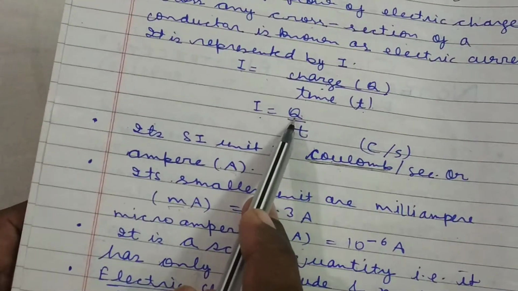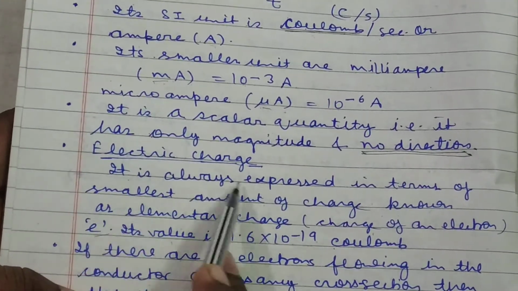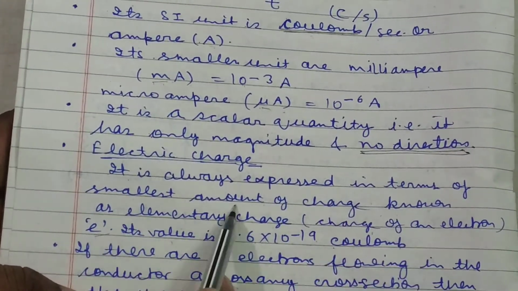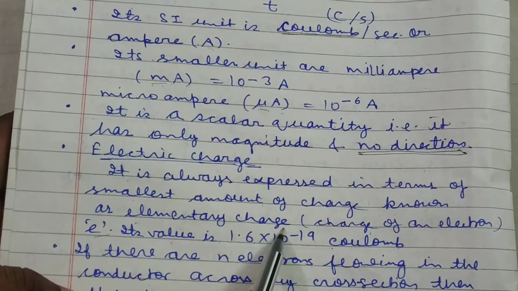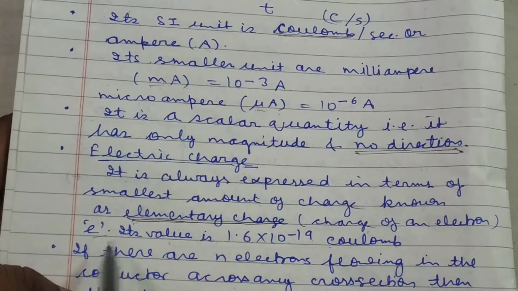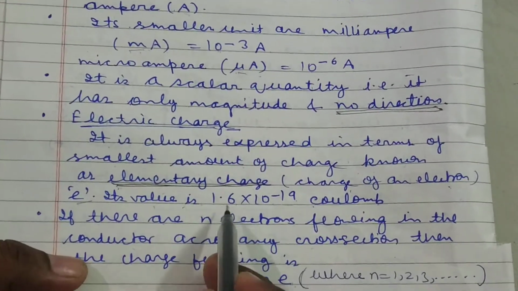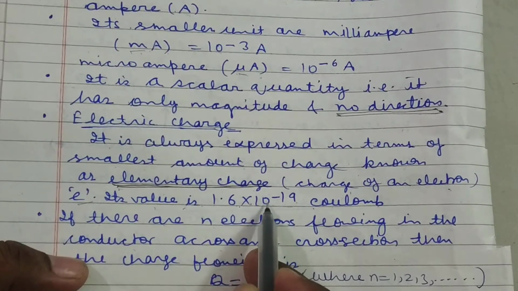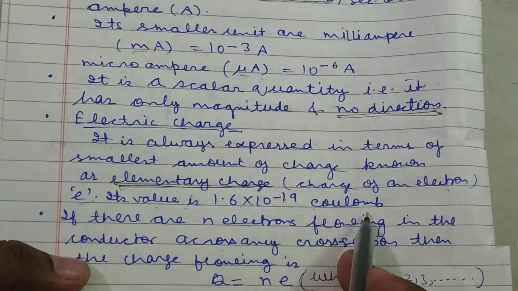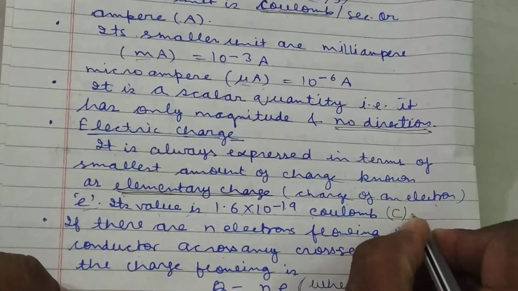Here I have used the term charge Q. What is this charge? Electric charge is always expressed in terms of the smallest amount of charge known as elementary charge. Elementary charge is the smallest amount of charge represented by small e, which is the charge of an electron. Its value is 1.6 multiplied by 10 raised to the power minus 19 coulomb, or you can write it as C. C for coulomb.